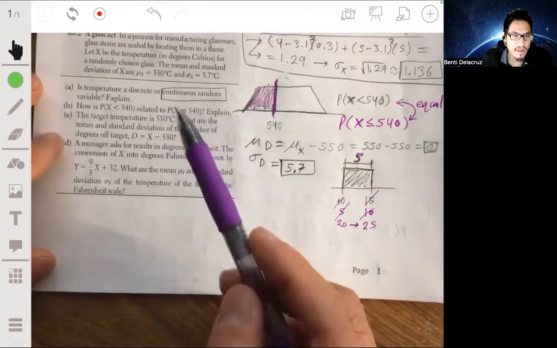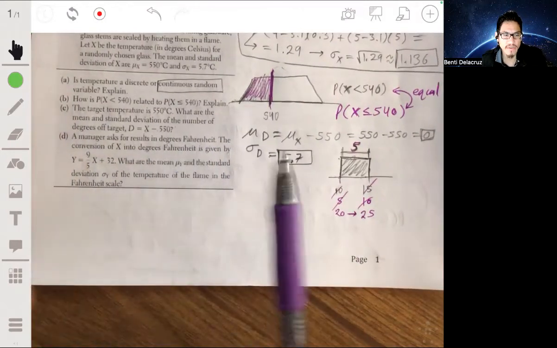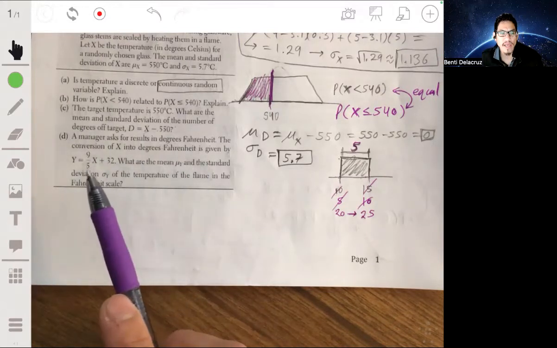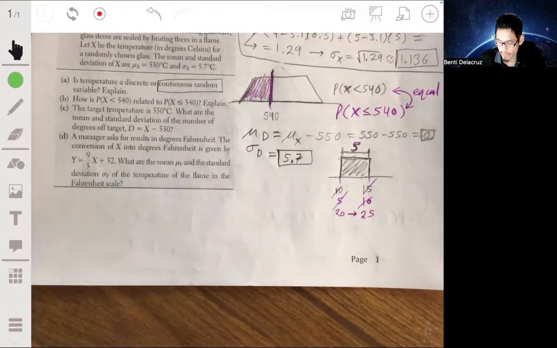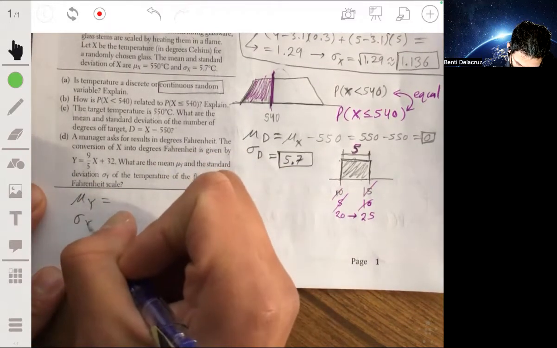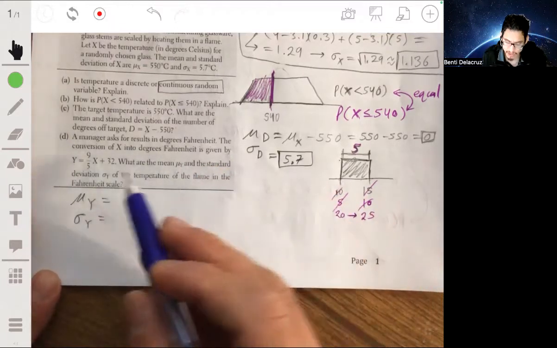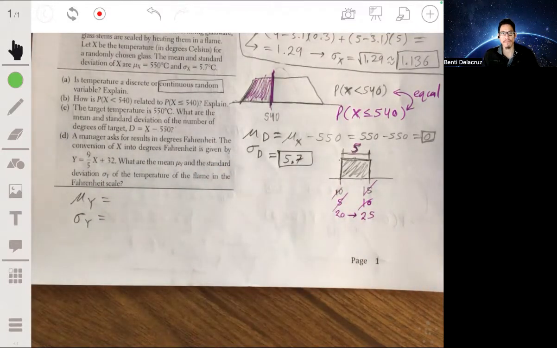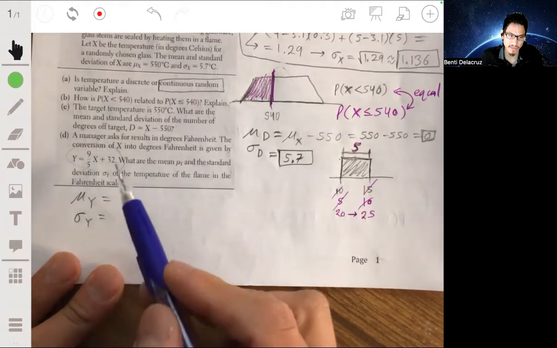All right, and then part D: the manager asks for the results in degrees Fahrenheit. The conversion of x into degrees Fahrenheit is given by y equals 9/5 x plus 32. What is the mean of y, and the standard deviation of y? Using this, we're going to touch back on the properties of multiplying and adding a scalar to a random variable. If you remember in chapter 2, we talked about linear transformations. So here we're doing a linear transformation, mathematically speaking.